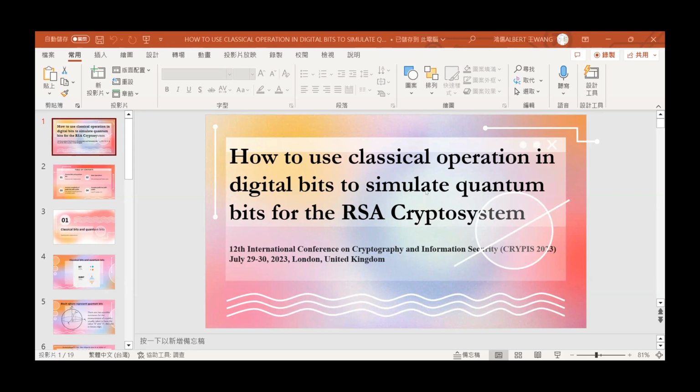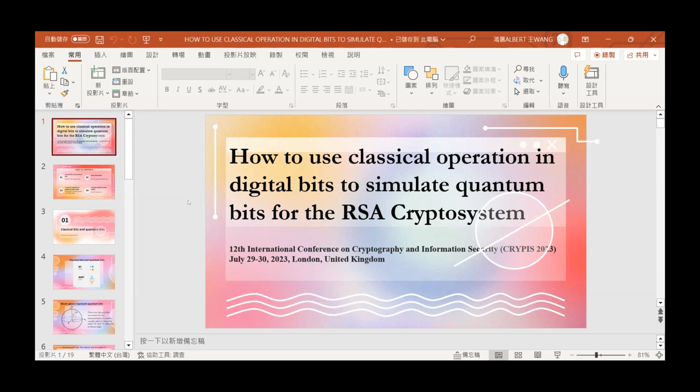Okay, good morning, everyone. This is Hong Wang from BSMI, and I would like to present my study of how to use classical operations in digital bits to simulate quantum bits in RSA encryption systems.